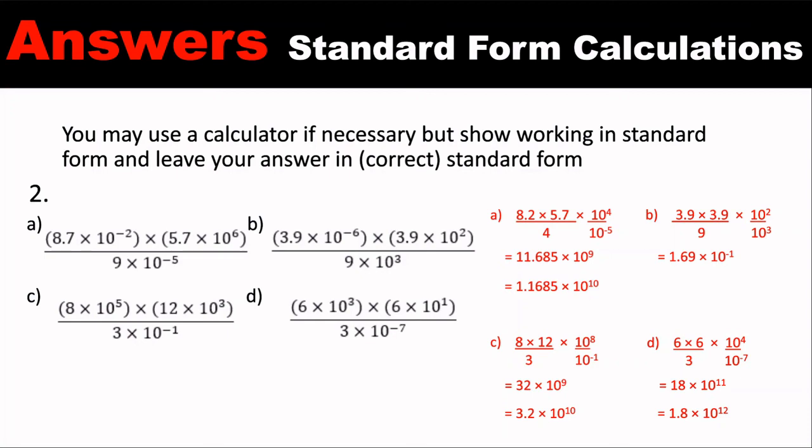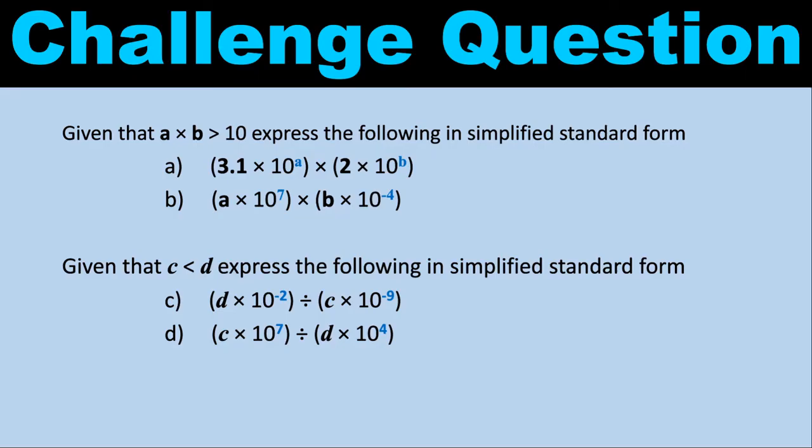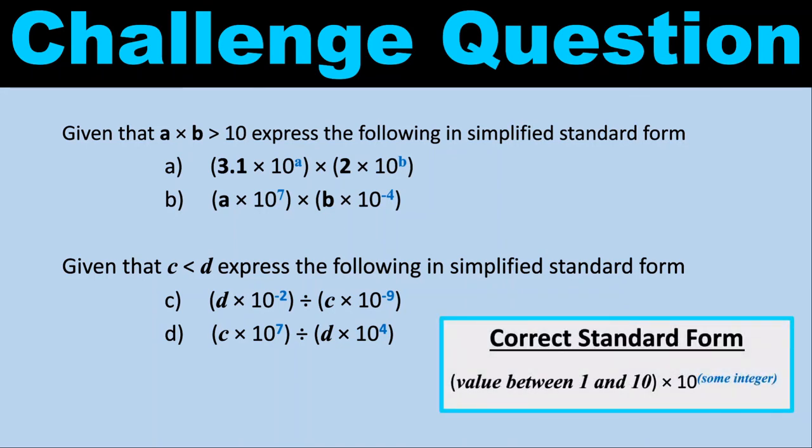Are you ready for an extra challenge? I hope you weren't just using a calculator on this, because check out the kinds of questions you could see on a GCSE exam. Given that A times B is greater than 10, express the following in simplified standard form. And given that C is less than D, express these ones in standard form. Make sure you remember that correct standard form is a value between 1 and 10 multiplied by 10 to some integer value, that is some positive or negative whole number value.